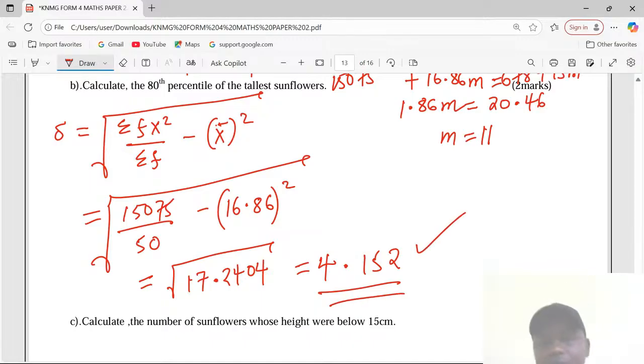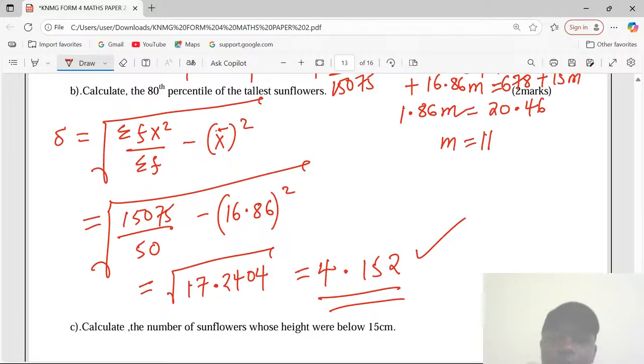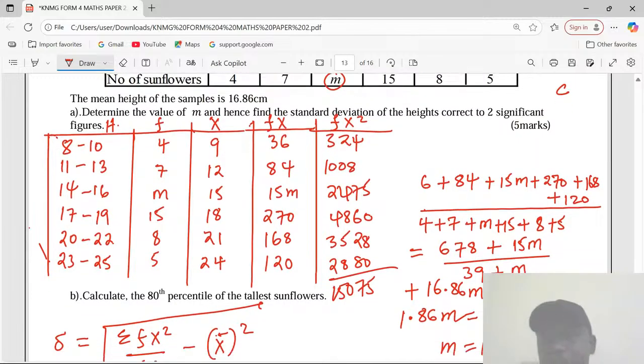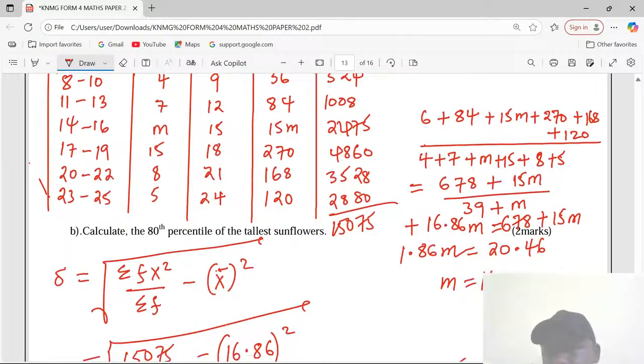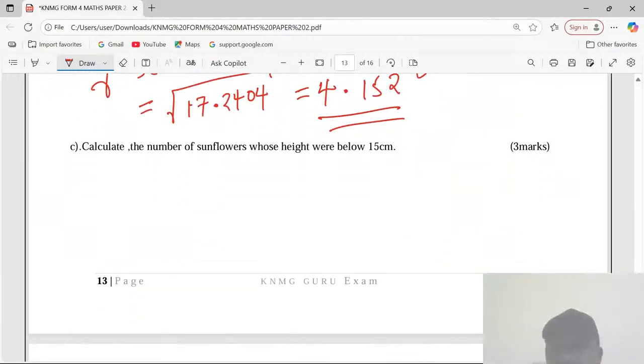So it's good for students to know the right formula for every question. More so in statistics, ladies and gentlemen. You're supposed to know that in statistics, there are a lot of formula involved, and you're supposed to know how to apply each. You see how we have played along with mean until we found the value of m.